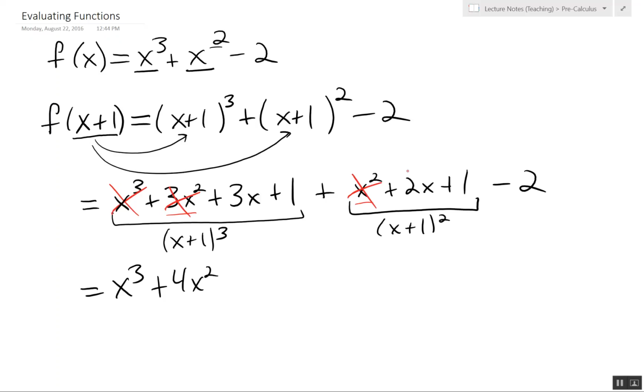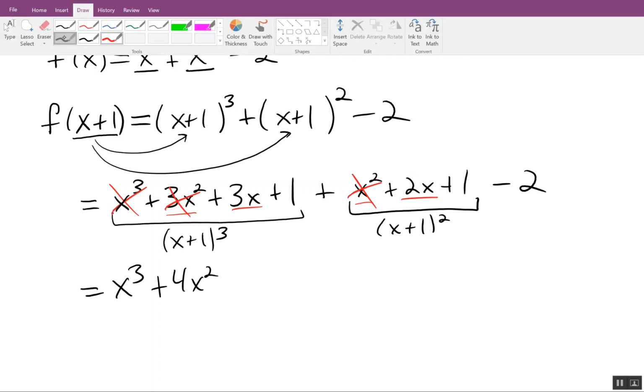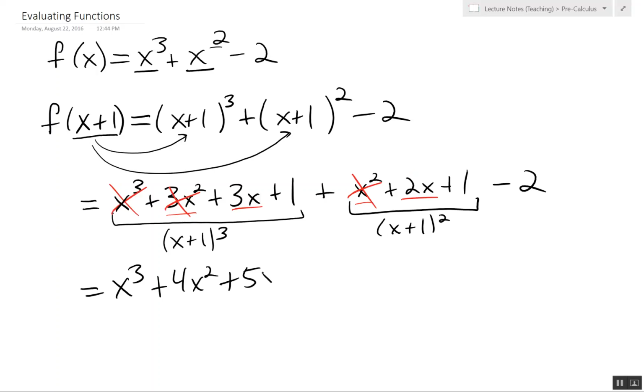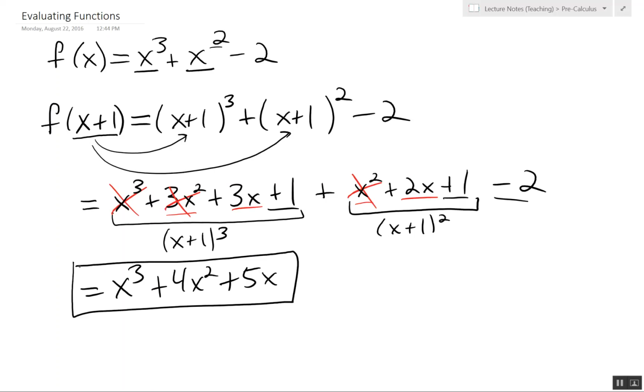We have a 3x and a 2x, and that's going to give us a 5x. So we'll have a plus 5x. Then we have a plus 1 and a minus 2. And it's nice that all cancels. So this turns out to be our expression right here. The only thing you could do is factor out an x, but that's really not necessary. This is just as nice a form as any.